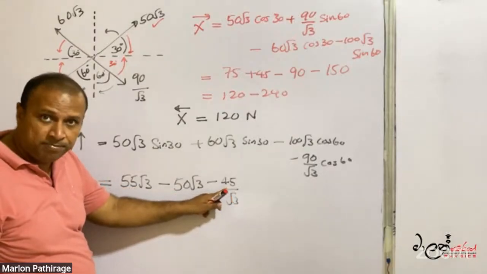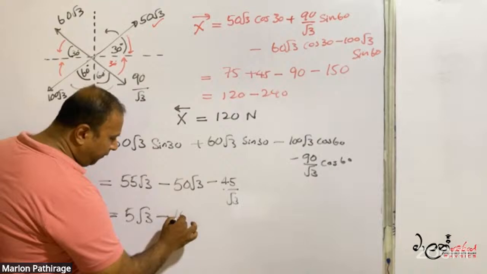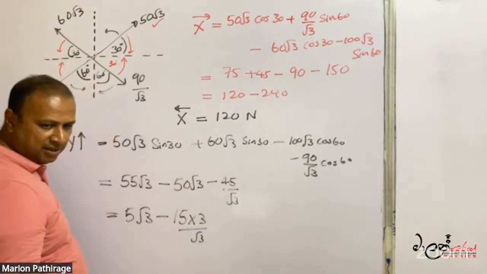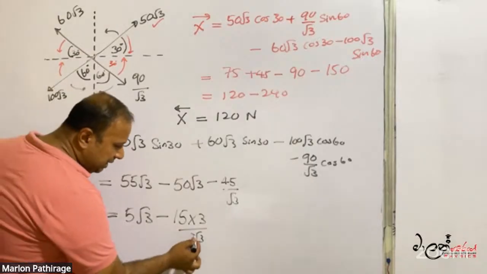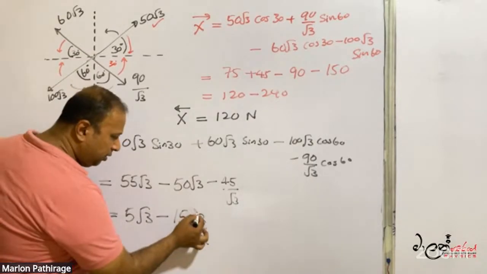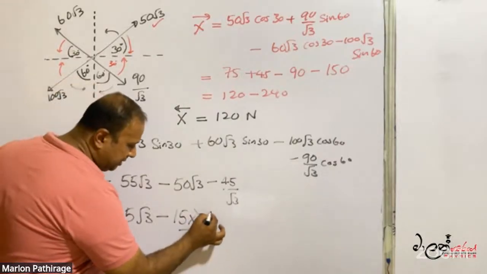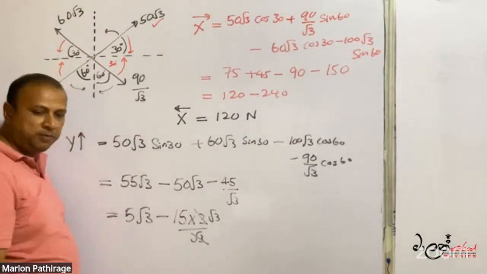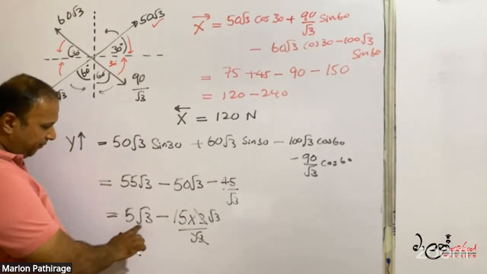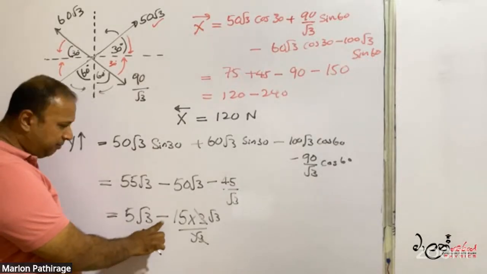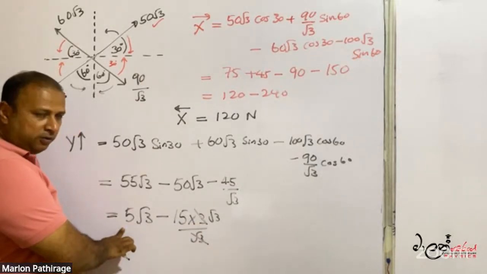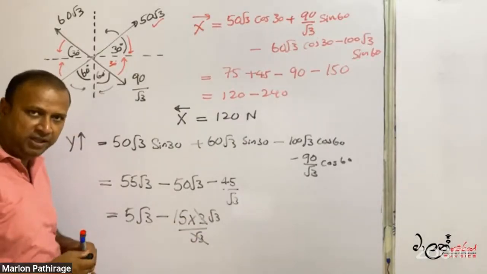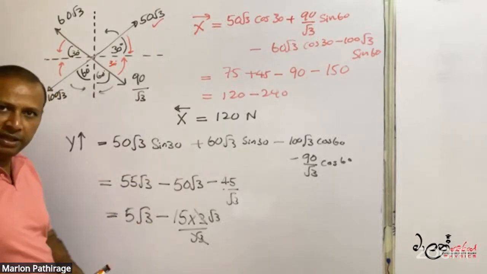15 into 3, no? Therefore, 15 into 3 divided by root 3. Now you can cancel out this root 3 with this one. Answer is root 3. 3 divided by root 3 is root 3. Therefore, 5 root 3 minus 15 root 3. That means 10 root 3 into the other direction.